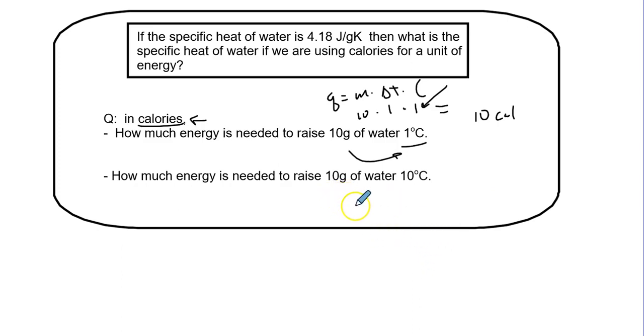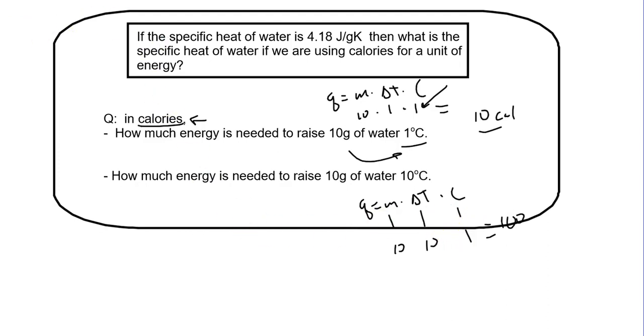Q equals mass times change in temperature times specific heat. Mass is 10, change in temperature is 10, specific heat is 1, so the answer is 100 calories. We're doing the above 10 times. You could do that without a calculator, likely.